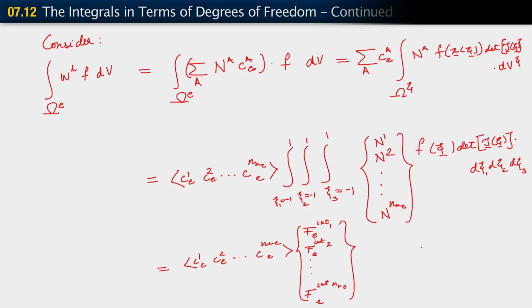Okay, and finally we could write that as C E transpose F internal for element E. Okay, all very nice and concise, right? And the advantage is that having done it in excruciating detail for the 1D case, we know immediately how this needs to work out. All right, we'll stop this segment here.